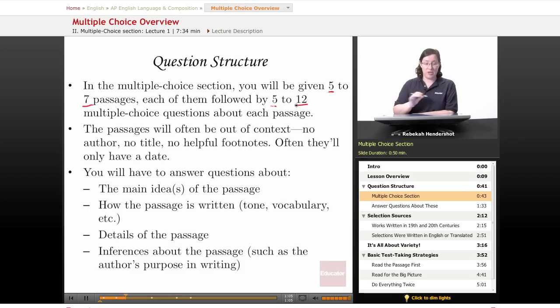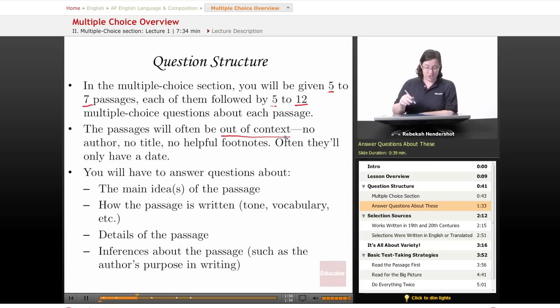Now, here's a tricky bit. The passages will often be out of context, that you won't know the author, you won't know the title, you won't even get any helpful footnotes. Often all you'll get is a date to tell you why someone's talking so funny. So you have to do a lot of work just based on the text in front of you, and you can't bring in a lot of outside knowledge unless by some miracle you recognize the source of the passage. That's pretty unlikely since they like to take more obscure passages, but occasionally you do get lucky. It did happen to me once.